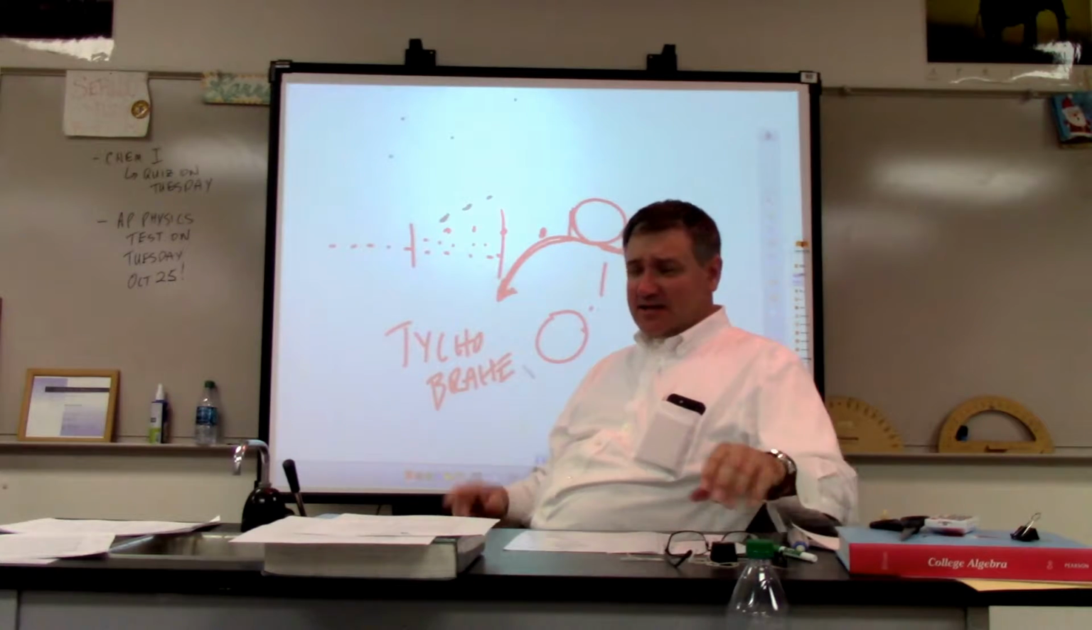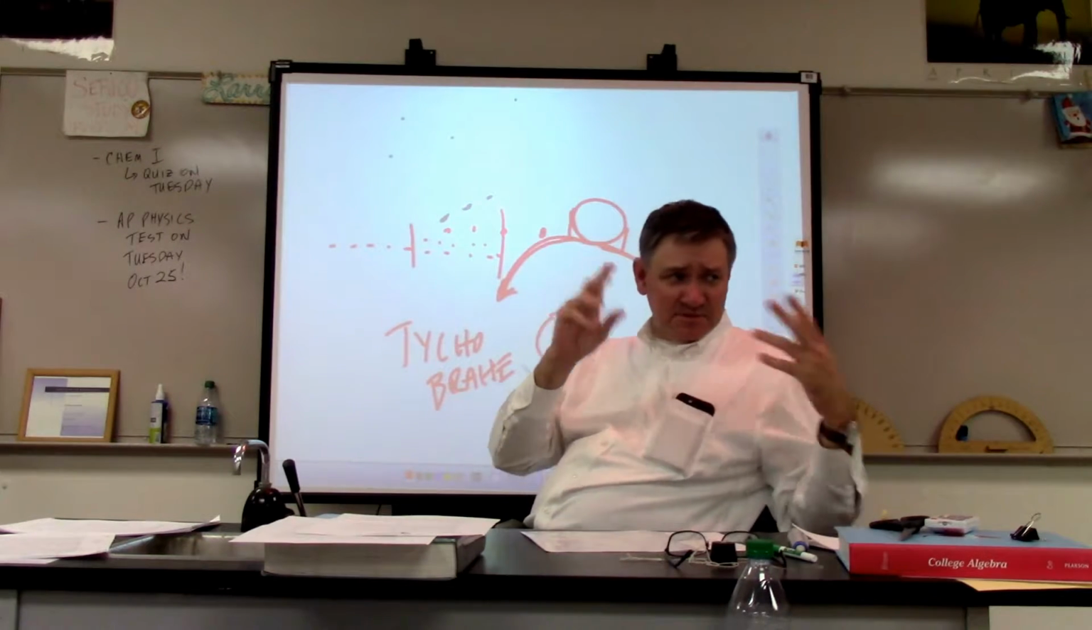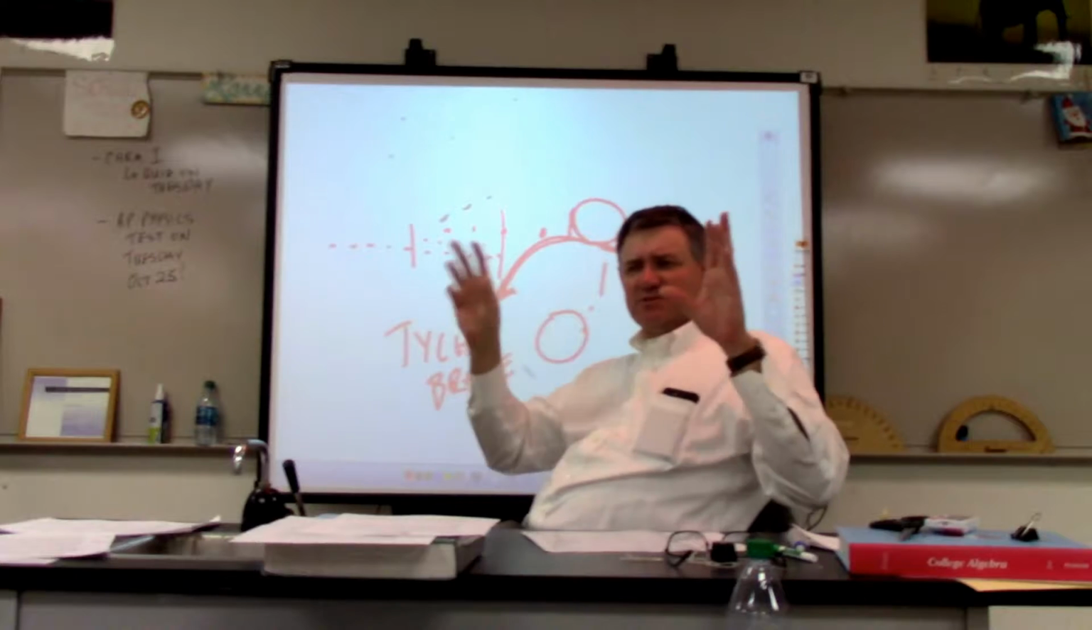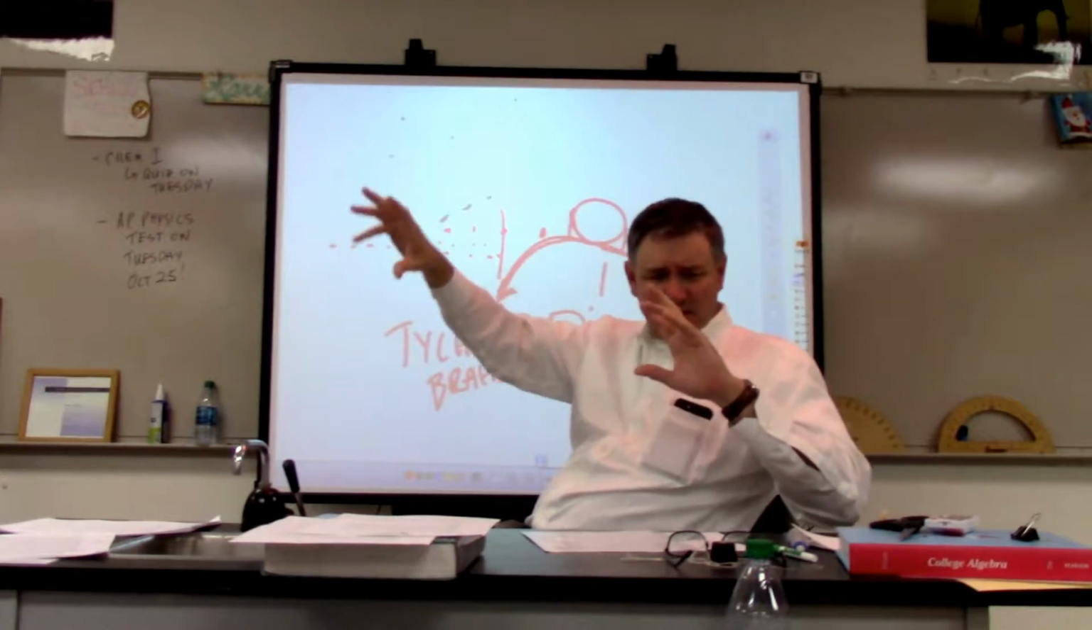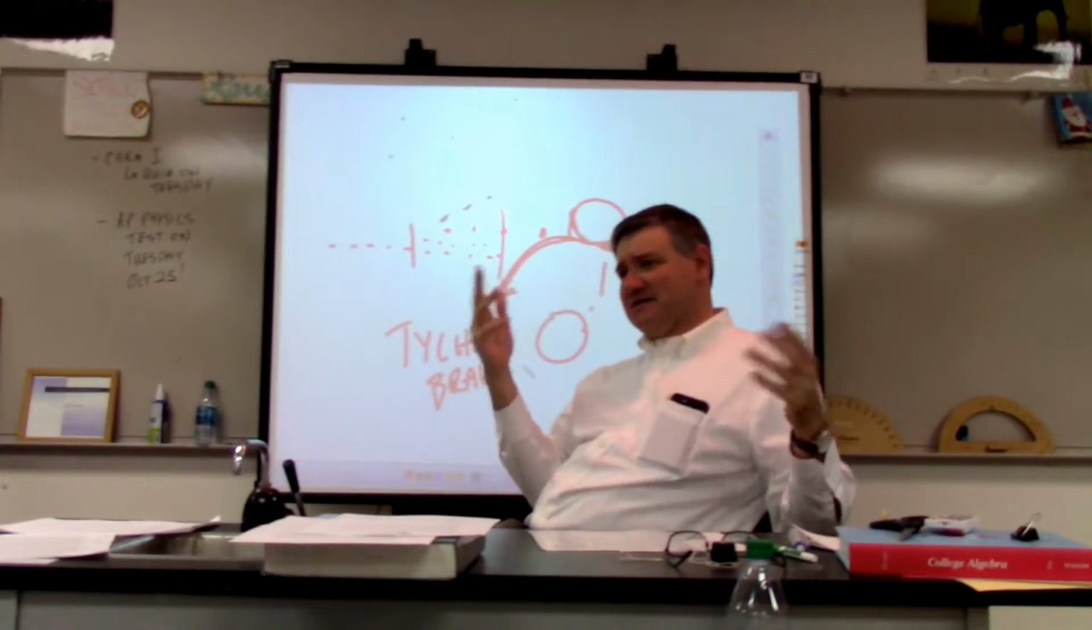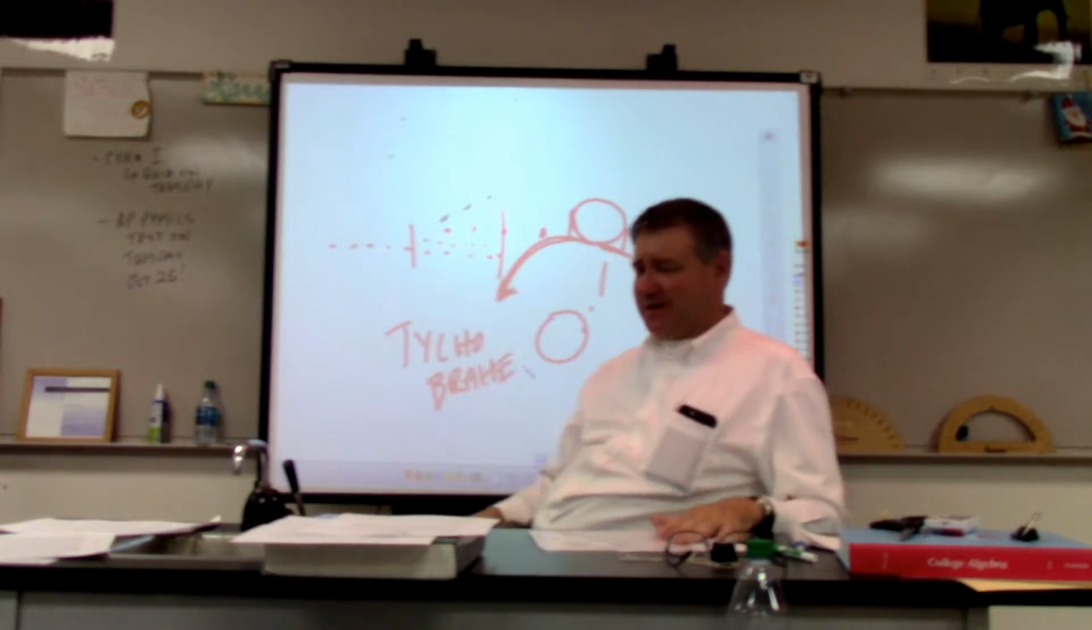Tycho actually came up with his own solar system. It was called the Tychonic solar system, which was kind of a blend of Earth-centered and sun-centered. Okay, so it was cool. He had his own solar system.